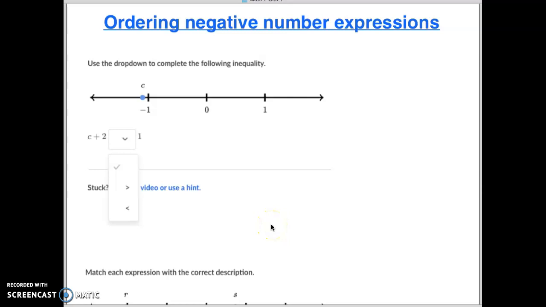Today, we're only doing one Khan Academy, so ordering negative number expressions. So, first question here, we're going through three of them. So use the drop down. So this was your drop down. I've already dropped it down so you can see your choices here.